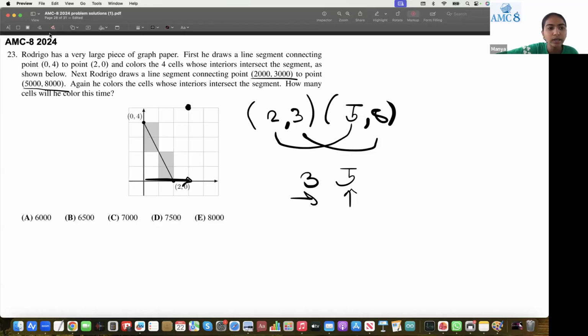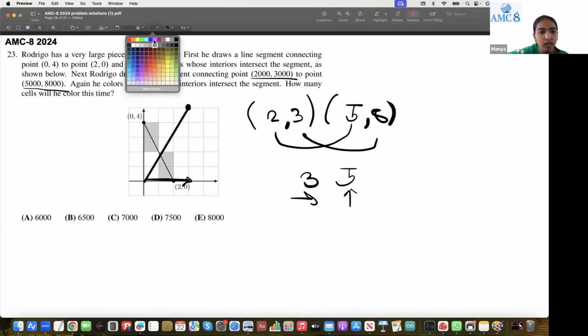So we need to draw a straight line. So we can draw from here to here. Okay? Somewhere like this. Now, the problem is that we need to color up all of the squares here. So it intersects 1 square, 2 squares.